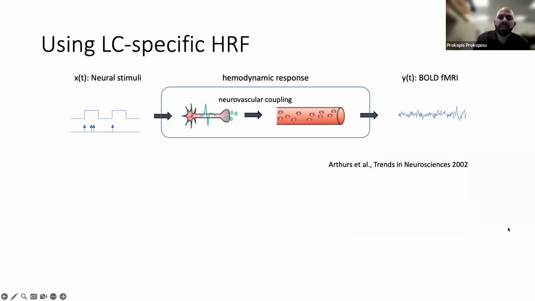Now, another critical analysis step for detecting LC activity is the use of LC-specific hemodynamic response functions. As you may know, the BOLD fMRI signal is an indirect measure of underlying neuronal activity through a cascade effect that is known as the hemodynamic response to neuronal activation. This hemodynamic response is influenced by both neurovascular coupling mechanisms and vascular activation processes, which regulate blood oxygenation levels and in turn affect fluctuations in the BOLD fMRI signal.